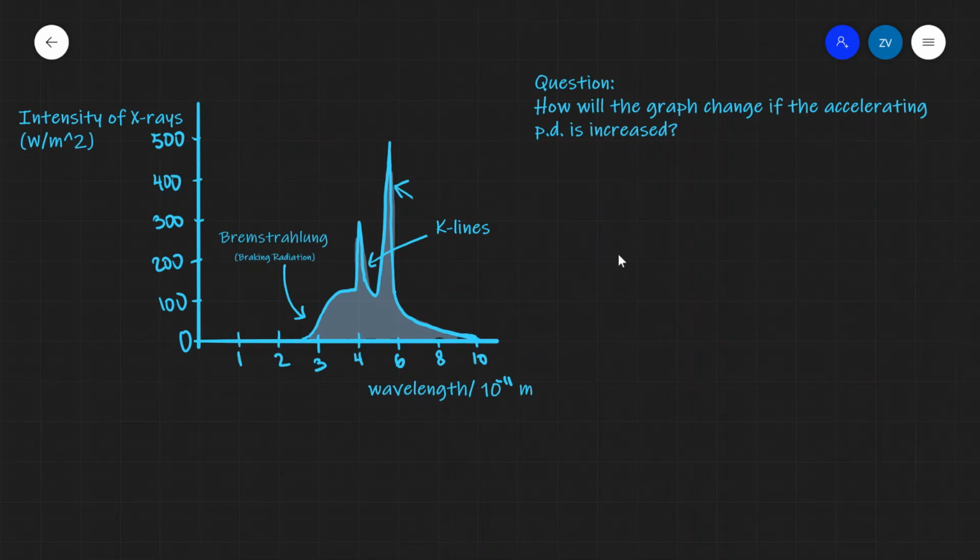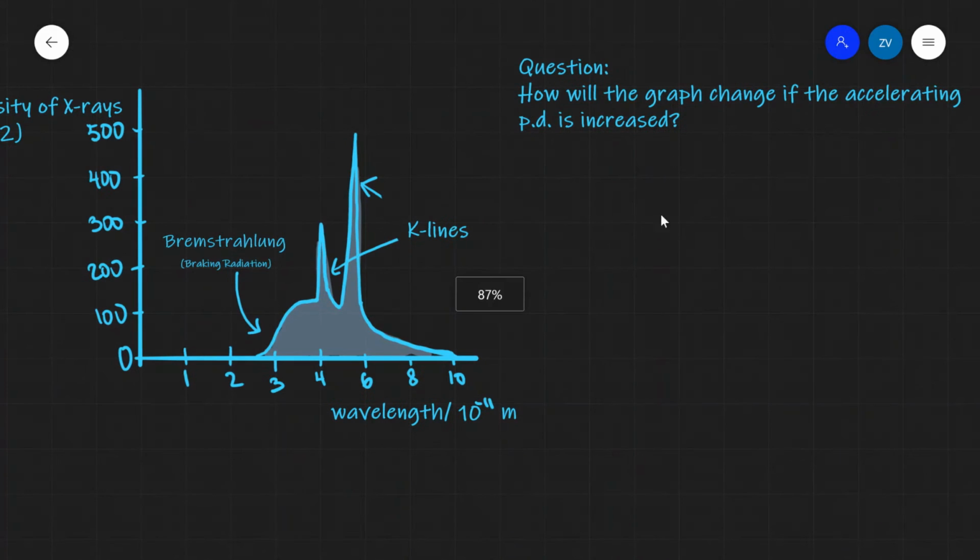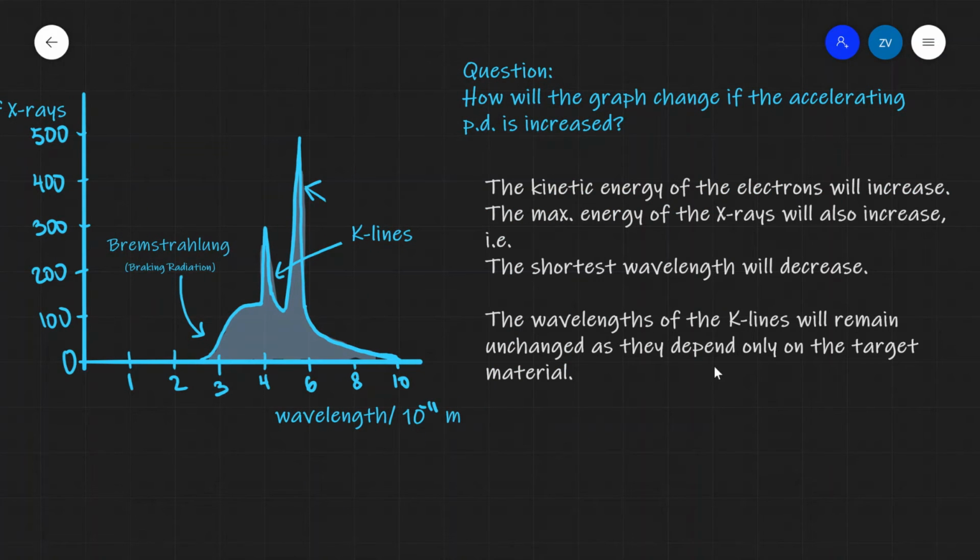One final typical question I would like you guys to think about is, how will this graph change if the accelerating PD is increased? Now let's think about it logically. If you increase the PD that's being accelerated, you are increasing eV. So in other words, eV will increase. Now, because of that, the kinetic energy of the electrons that are being accelerated will also go up, and so will their maximum energy. Because of that, the maximum energy of the X-rays will also increase.